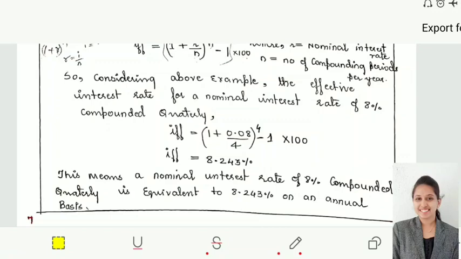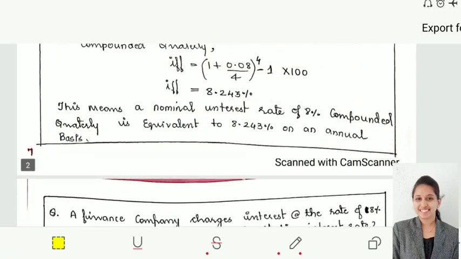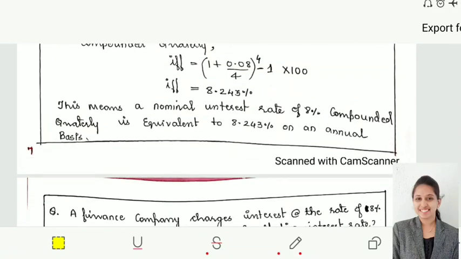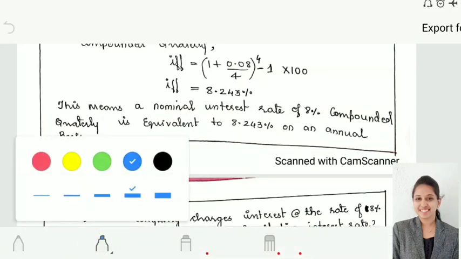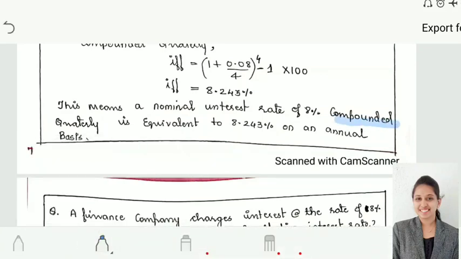So considering the above example, the effective rate of interest for nominal interest rate of 8% compounded quarterly becomes as what? 1 plus 0.08 by 4 raised to 4 minus 1 into 100. So this is what we are obtaining. So this means the nominal interest rate at 8% is equivalent to this amount on annual basis. So this was just an example.